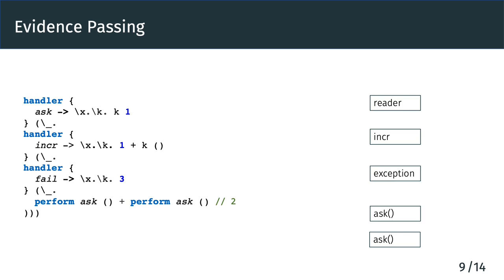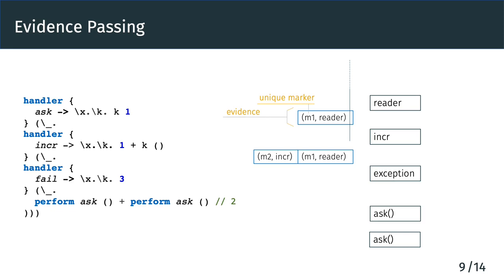To understand how evidence passing works, we re-evaluate the previous example using the evidence passing semantics. As before, we first evaluate the reader handler. This time, we create a fresh unique marker represented as M1 to denote this particular reader handler. We call the pair of the marker and the handler an evidence, and we pass the evidence down as we evaluate. We then evaluate the ink handler by creating another fresh unique marker M2 and pass the new evidence along with the existing reader evidence.